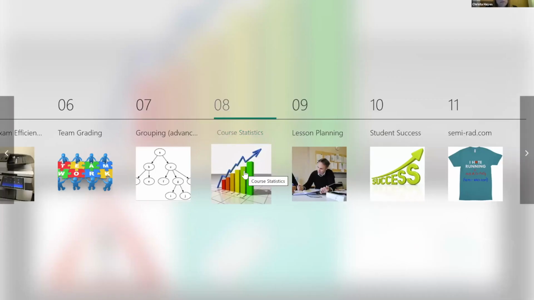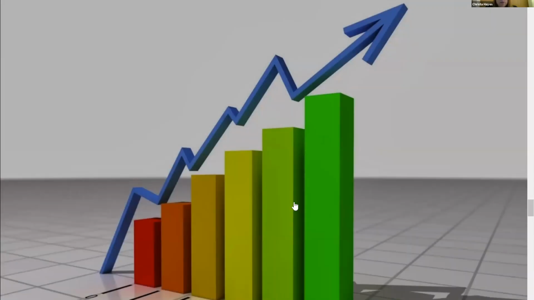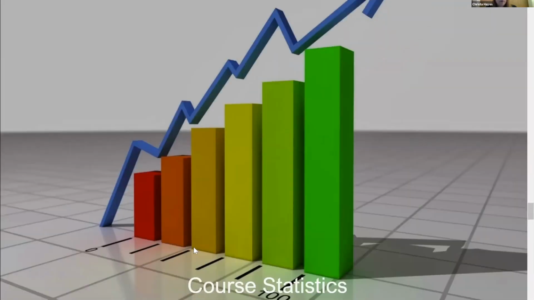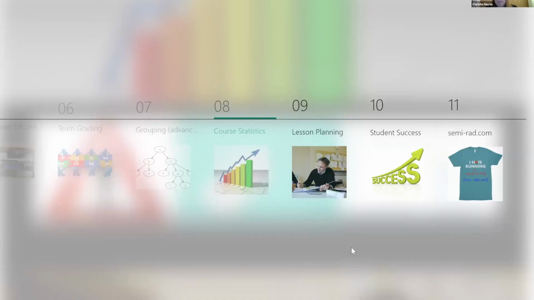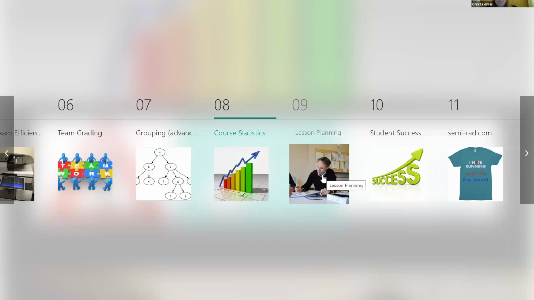So that is the tips on course statistics, which I probably should have summarized a little bit better. The key tip here is to give the problems descriptive names and to use tags as well as just the descriptive name associated with that problem, because the combination of the two allows you to dig deeper into what's going on for particular problems and associated concepts on an exam in terms of student performance.